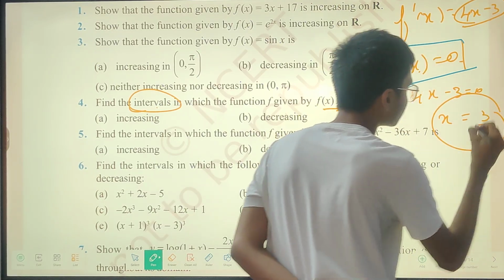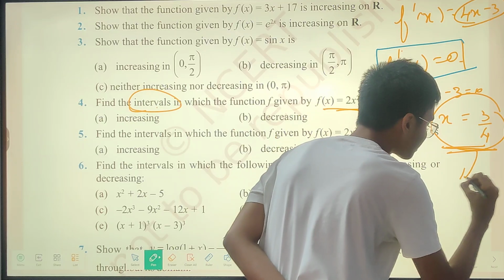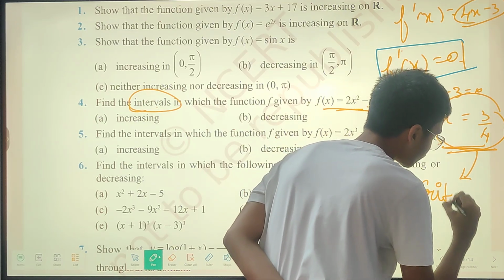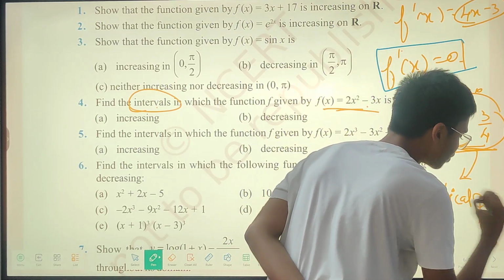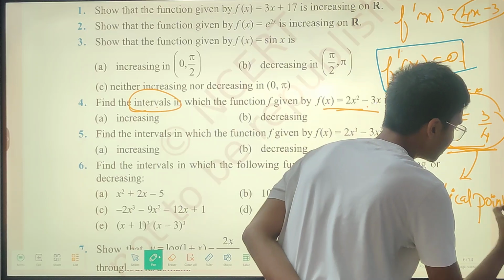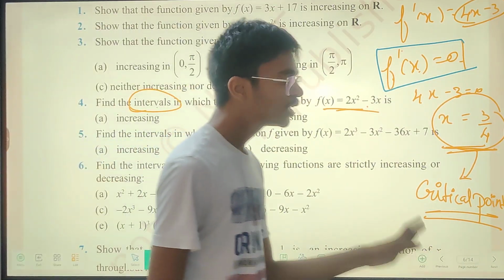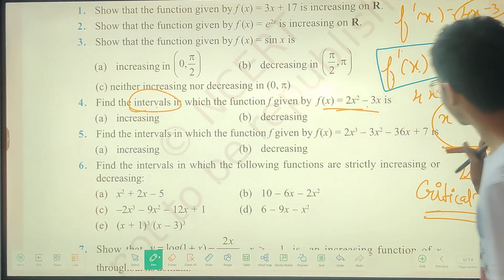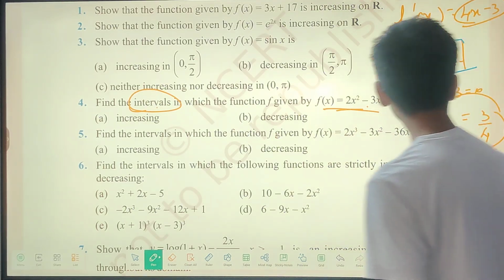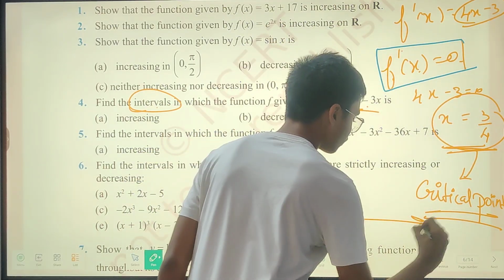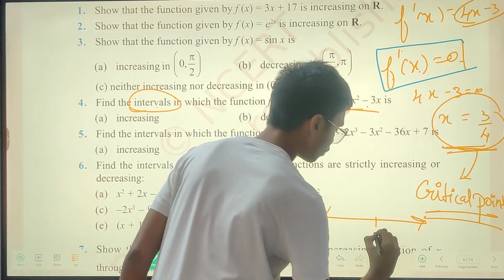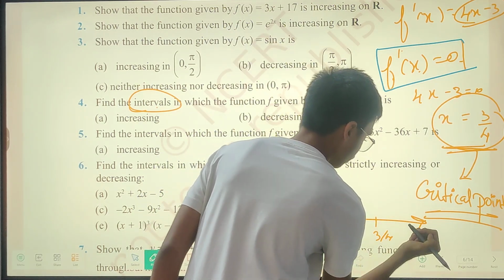When you do like this, this value is known as the critical point. Critical point, a very critical topic this is. In maxima and minima we'll study it in a little more depth. Here we will not study that much, but note that it is known as the critical point. Now all you have to do is plot a graph where 3 by 4 is there.